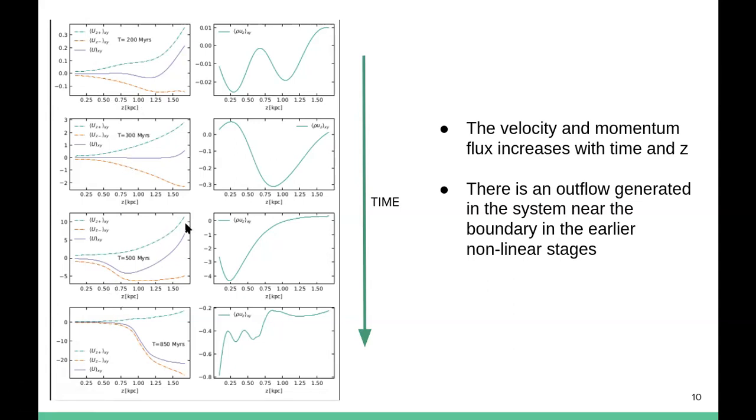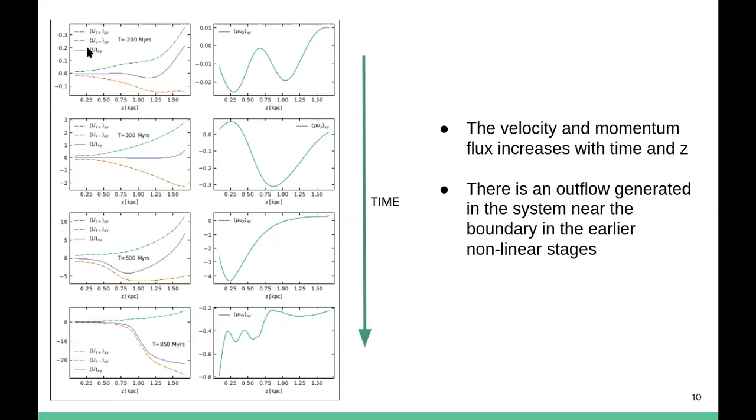On the right hand side, we have the momentum flux corresponding to the vertical velocity component. As we move down in time, we see that as we move away from the equator, the momentum flux becomes stronger, in either the negative or positive direction, as does the velocity. But for a while, from 200 to 500 megayears, we see that the nature of this flow near the boundary is positive, and it suggests an outflow.